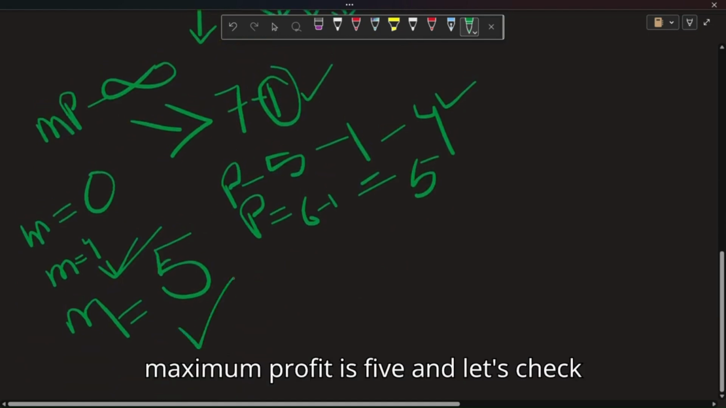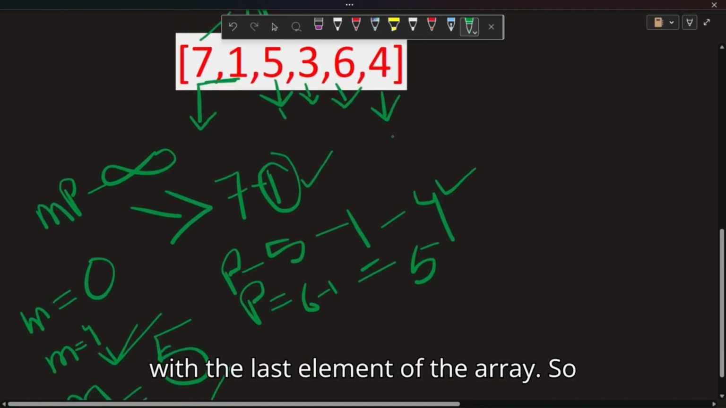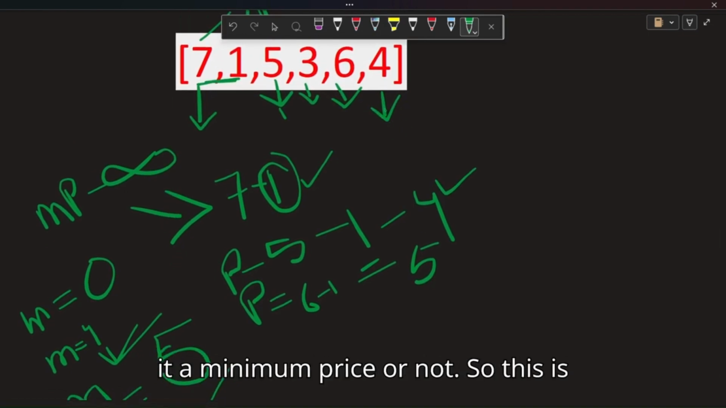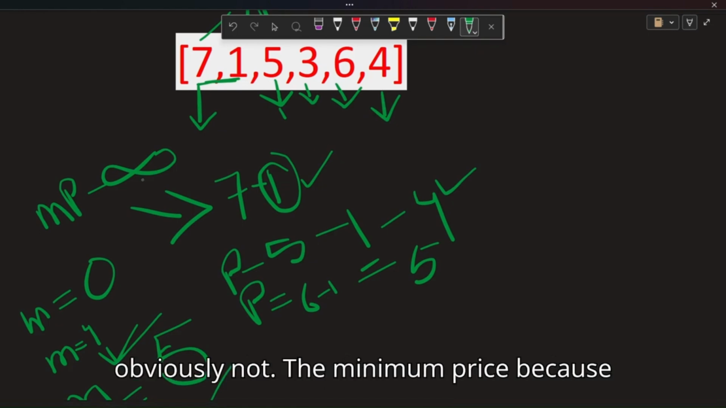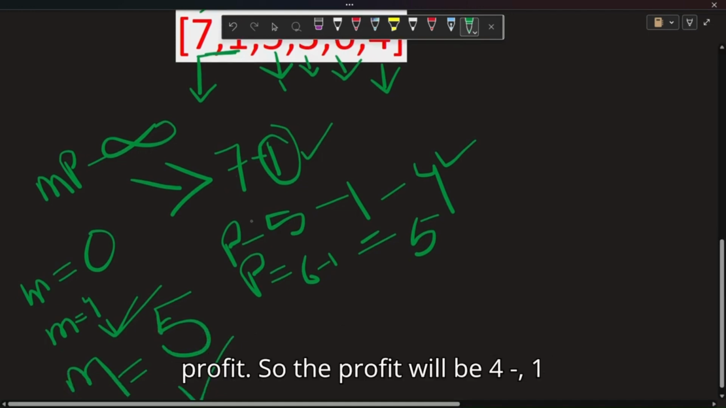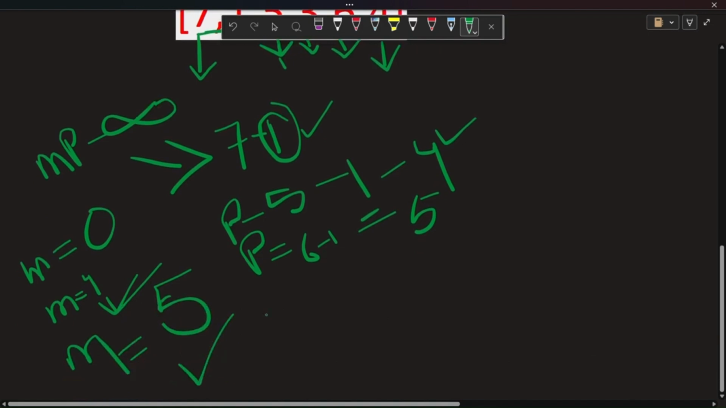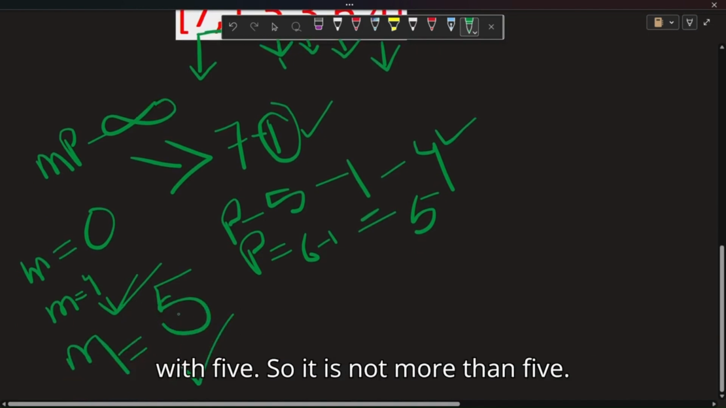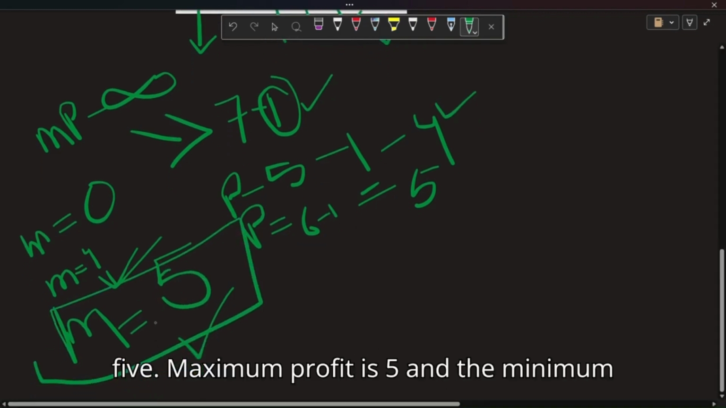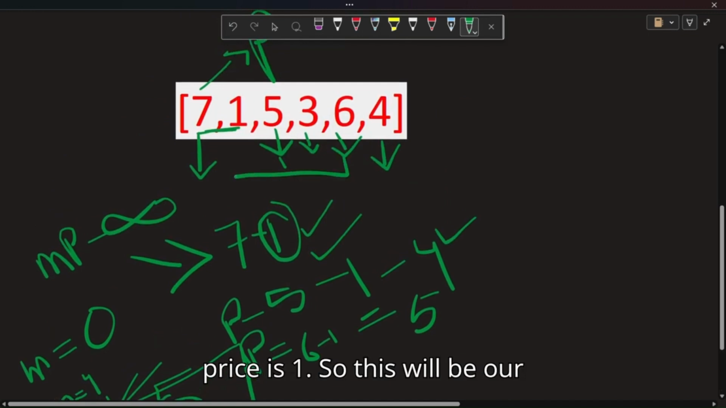So now the current maximum profit is 5, and let's check with the last element of the array. So this is 4. We have to check whether it is a minimum price or not. So this is obviously not the minimum price because the minimum price is 1 and it is not less than 1. So we have to calculate the profit. So the profit will be 4 minus 1, which will be 3, and we have to compare it with 5. So it is not more than 5. So now the maximum profit is 5. The maximum profit is 5 and the minimum price is 1. So this will be our solution.